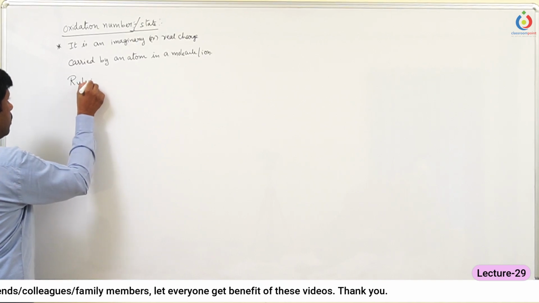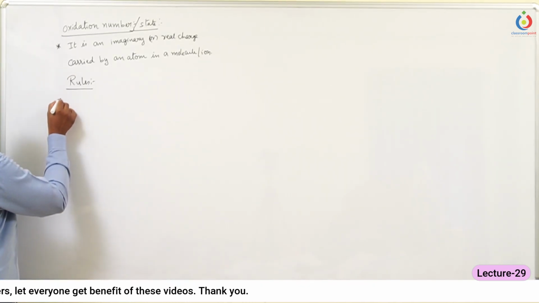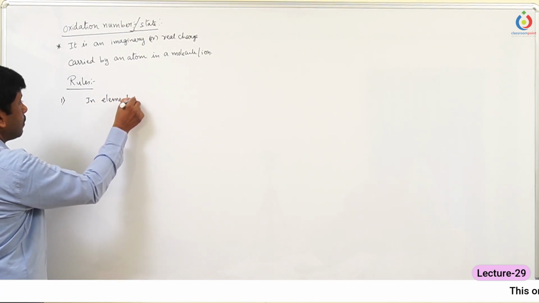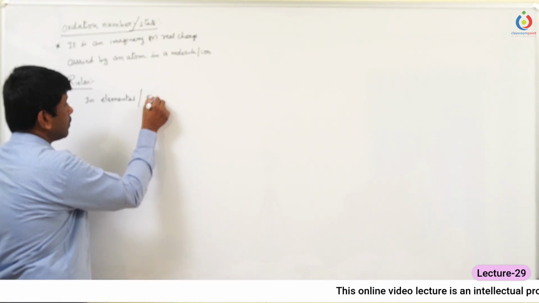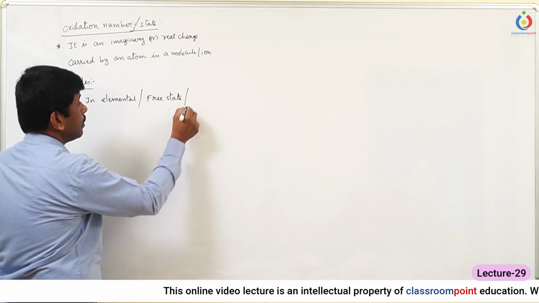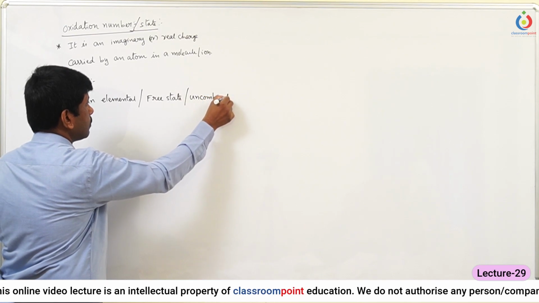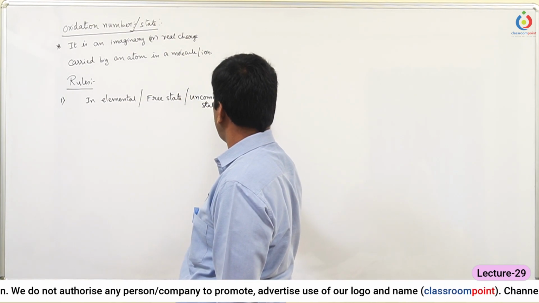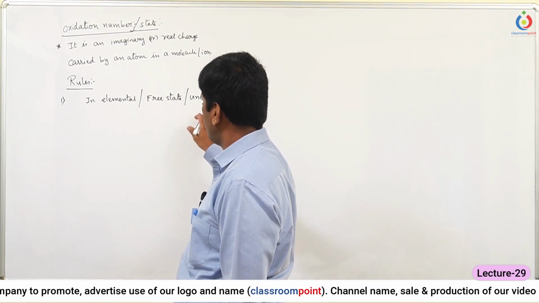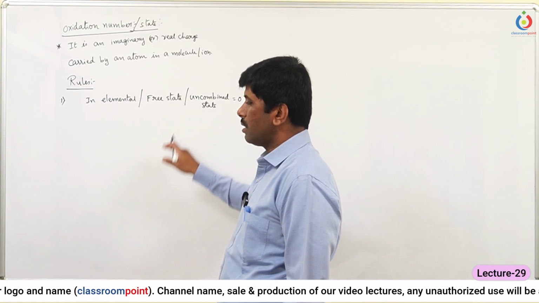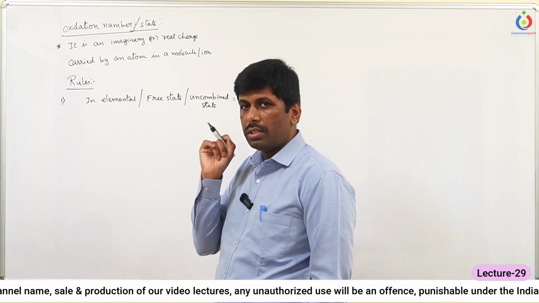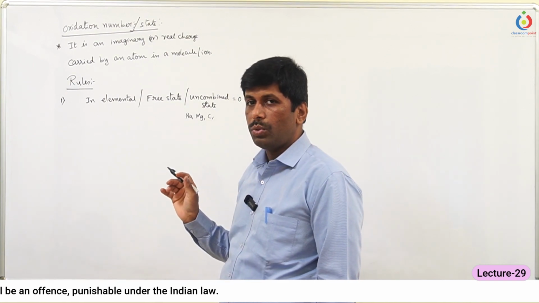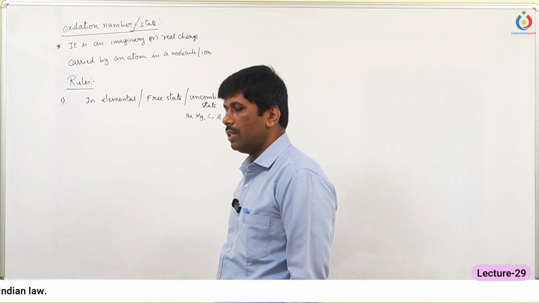So these are the rules to calculate the oxidation number. The first one is, for any element in elemental form, or else free state, or else uncombined state, in all these categories, the oxidation state of the element is equal to 0. So what is free state, what is uncombined state, what is elemental form? Here elemental form and uncombined state are almost the same. Uncombined state means when you take single atoms like sodium, magnesium, carbon, aluminum, etc. For all these elements, oxidation state is equal to 0.